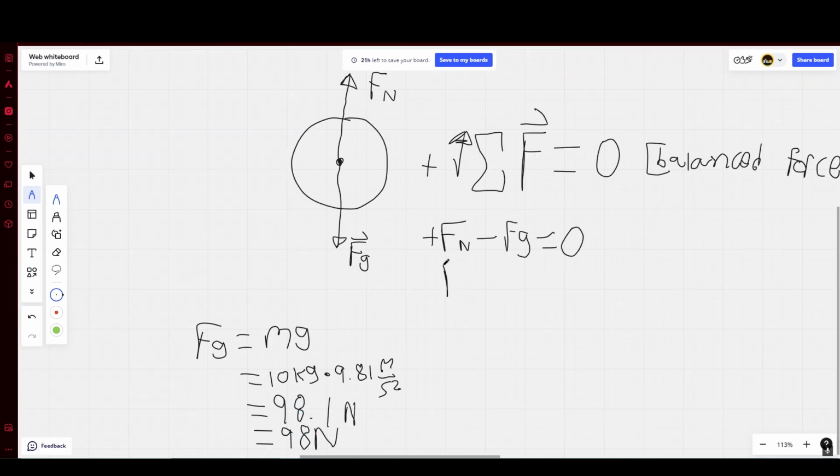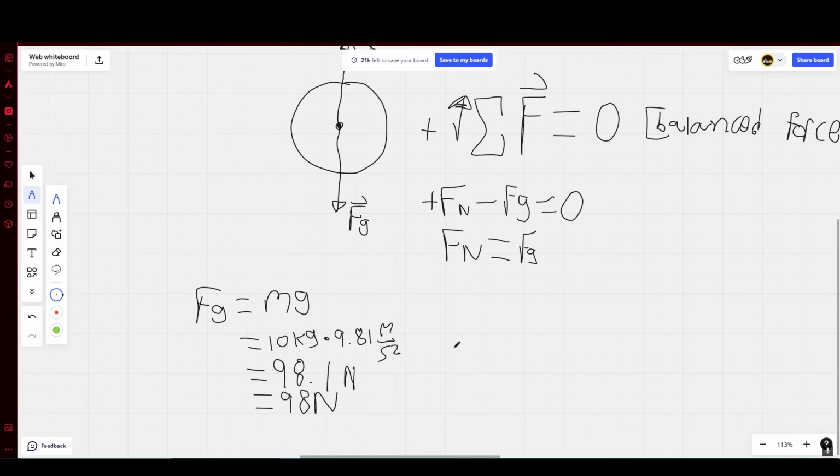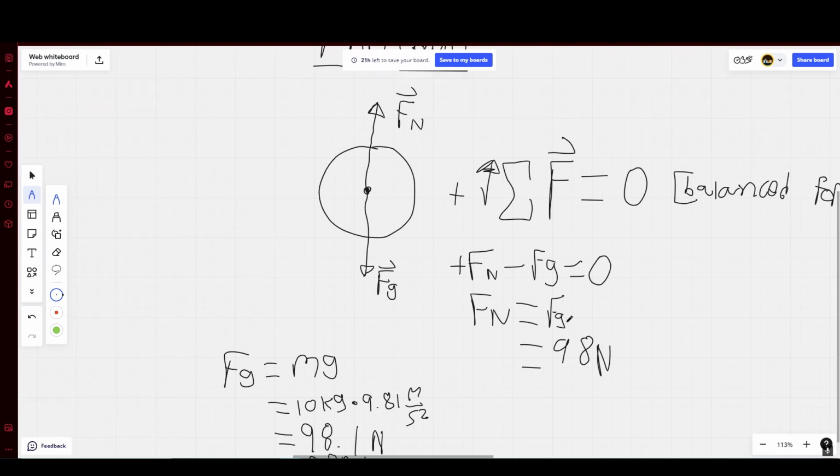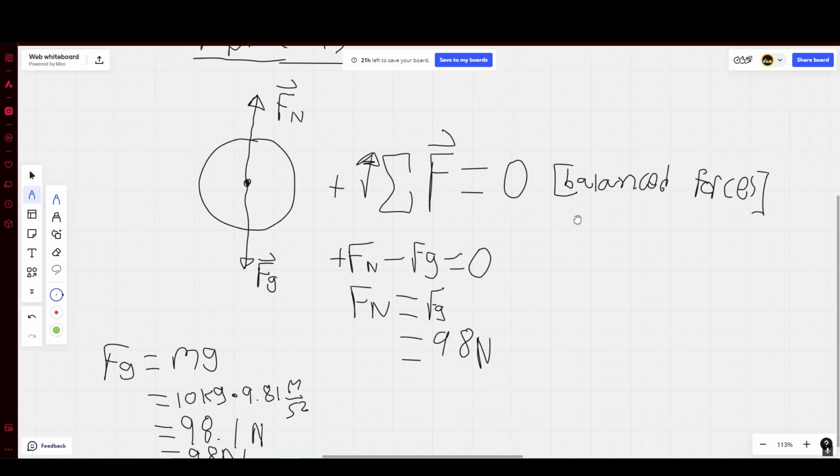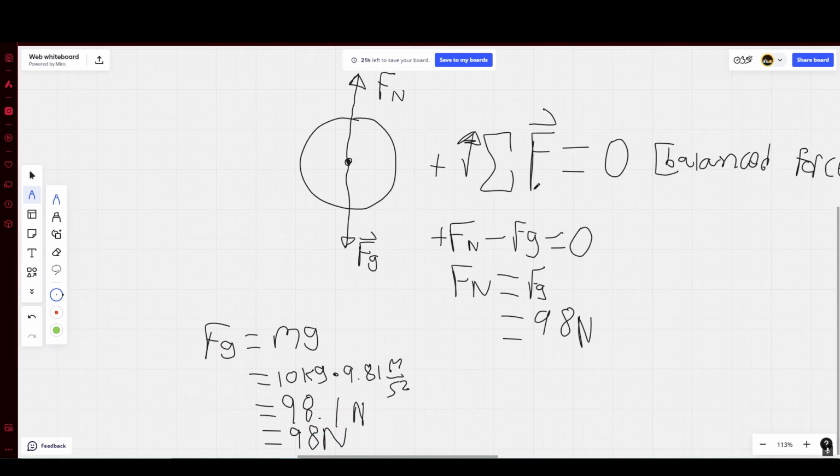So we can just say Fn is equal to Fg. Simple manipulation, we just add Fg to both sides. So Fg over here is going to cancel, and Fg is going to be added over here. And if we know that Fg is 98 newtons, then we can simply say that the normal force acting on this object is also 98 newtons. Anyway, that was a very simple example. Now we're going to go on to Newton's second law.